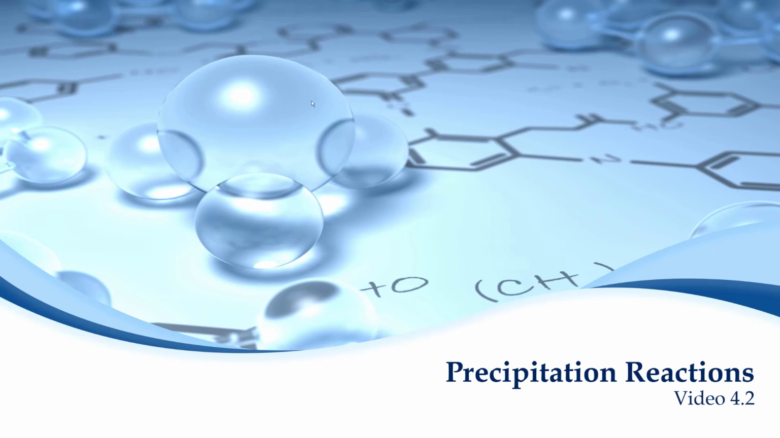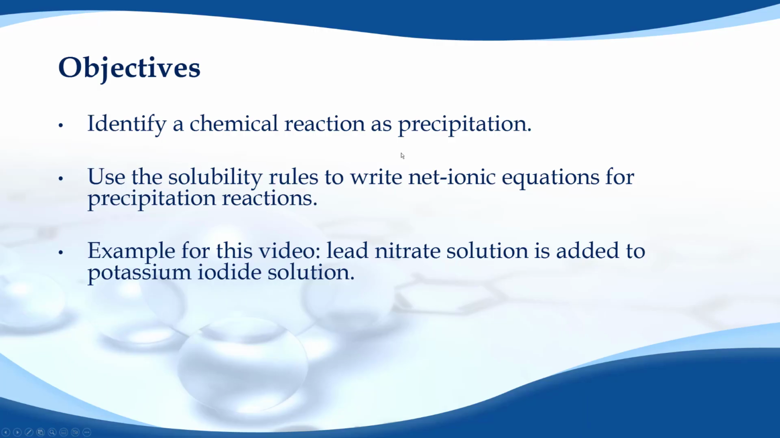So our ultimate goal here is to get you to identify whether or not a reaction is precipitation, acid-base, or redox. For precipitation, usually we're going to use the solubility rules to help us write net ionic equations. So you have to have the solubility rules memorized in order to be able to do this. And for the reaction in this video, we're going to be using the reaction between lead nitrate and potassium iodide.